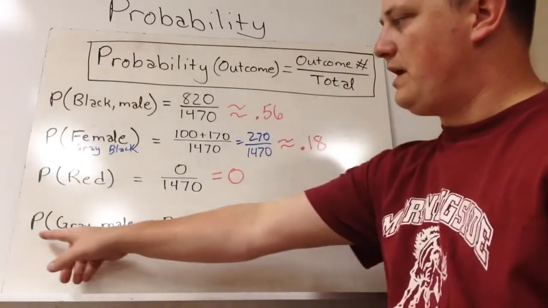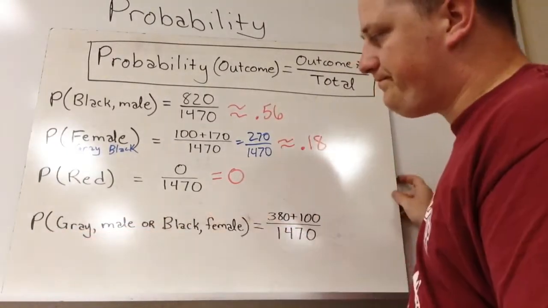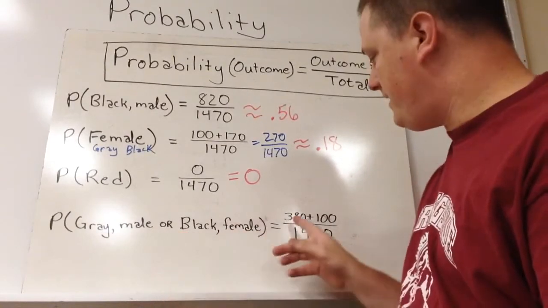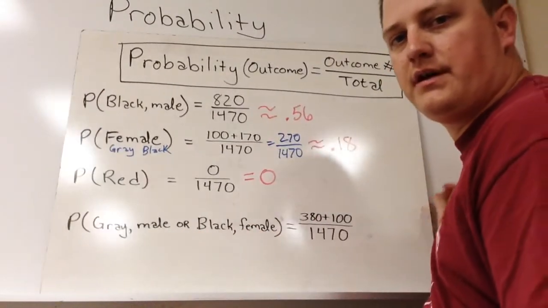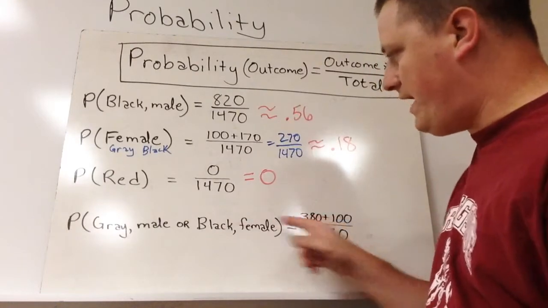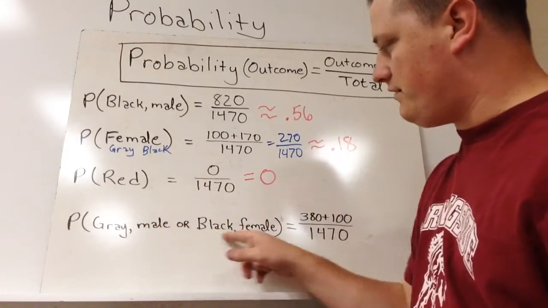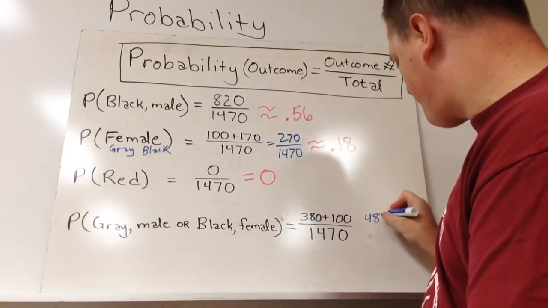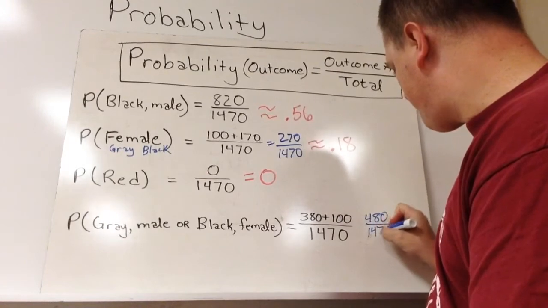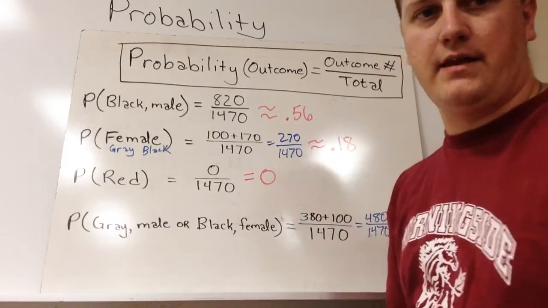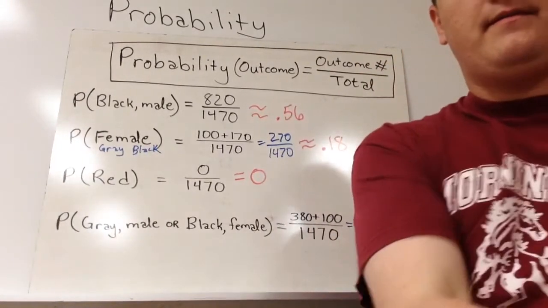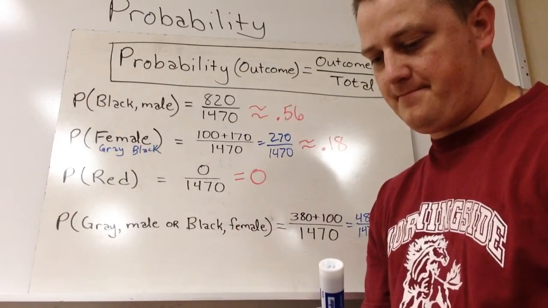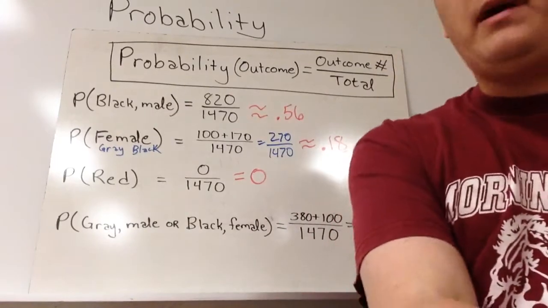And our last one is probability of a gray male or a black female. Anytime you see the word or, that means that we're going to add the two together. So we've got 380 is gray male, 100 is black female. So we add them together, and then divide. And that's about 0.33.